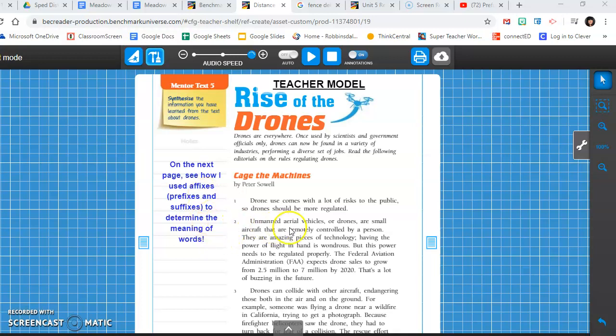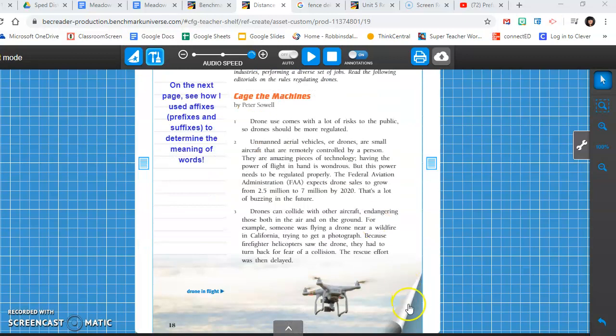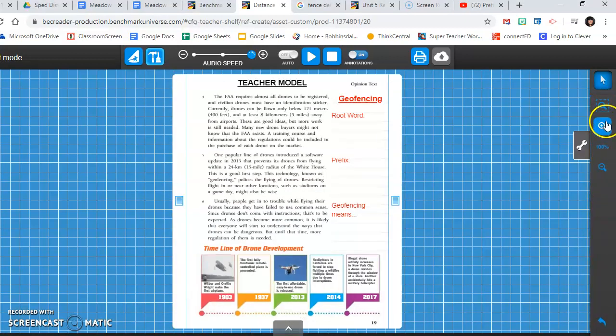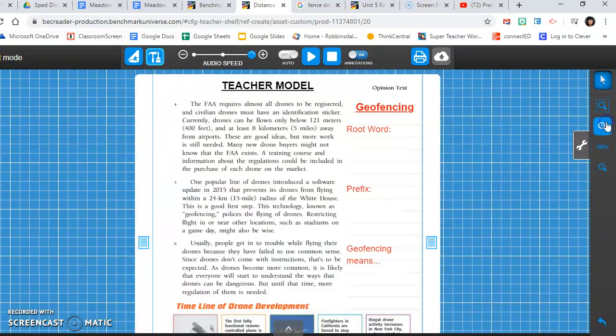Like this says, I'm going to be focusing mainly on the next page. But just to review Cage the Machines by Peter Sowell, the author's main claim was that drones should be regulated because they come with a lot of risks to the public. So most of the details in this text are going to be supporting that claim. Let's look to the next page. I'll use my zoom feature. Remember that you can always zoom in or out as you are reading this as well.